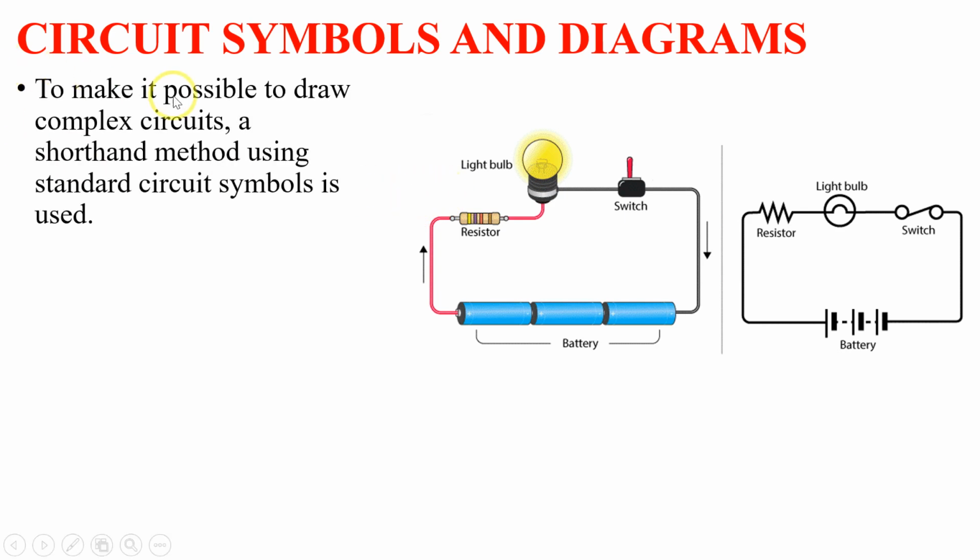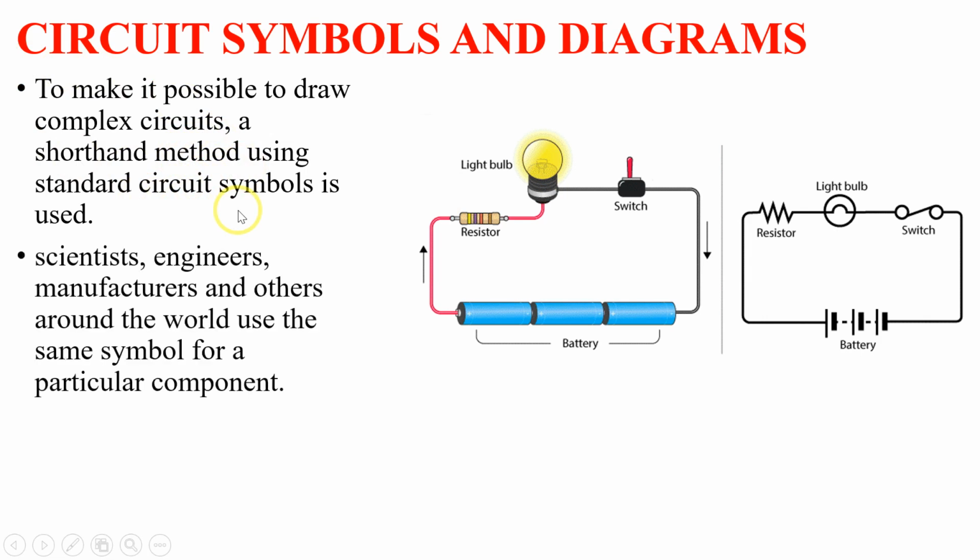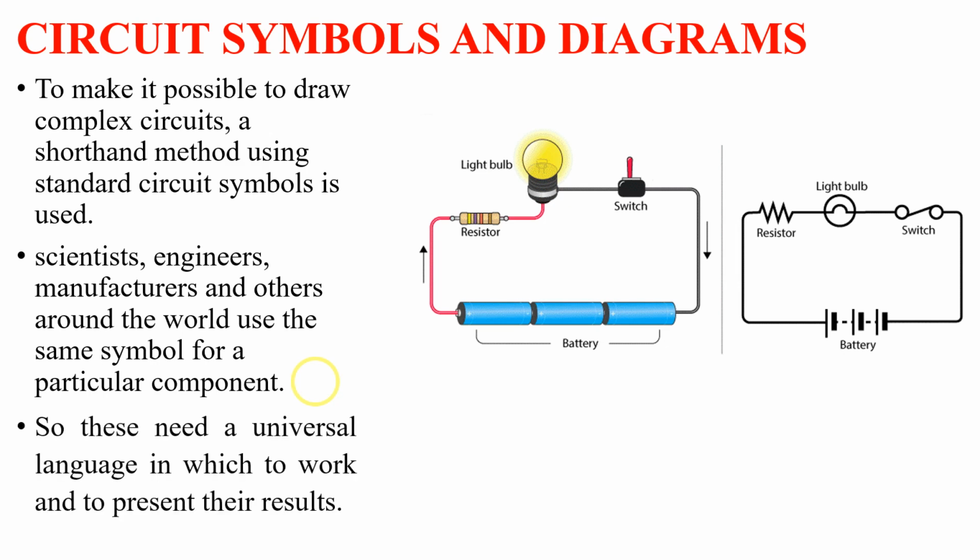To make it possible to draw complex circuits, a shorthand method using standard circuit symbols is used. Scientists, engineers, manufacturers and others around the world use the same symbol for a particular component. Whether it is China, Japan, America, or Europe, the same symbols are used by scientists and engineers to draw and understand circuit diagrams. They need a universal language in which to work and to present their results, and this universal language is accepted everywhere in the world.